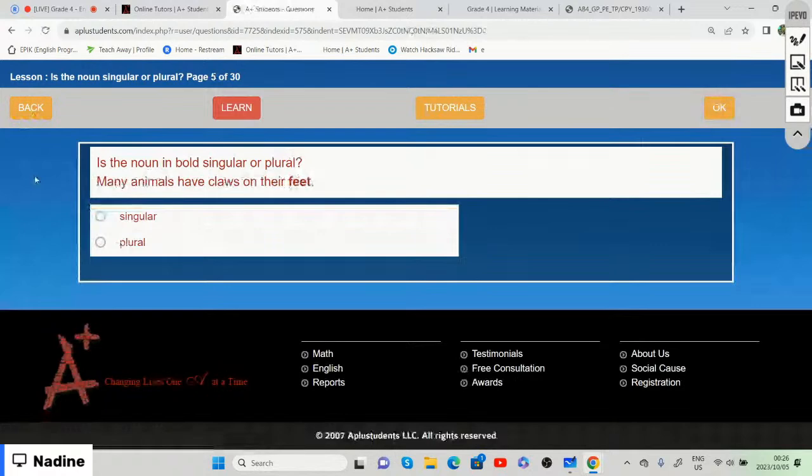The last one. Many animals have claws on their feet. So the word feet, is feet singular or is it plural? Feet, is it singular or plural?